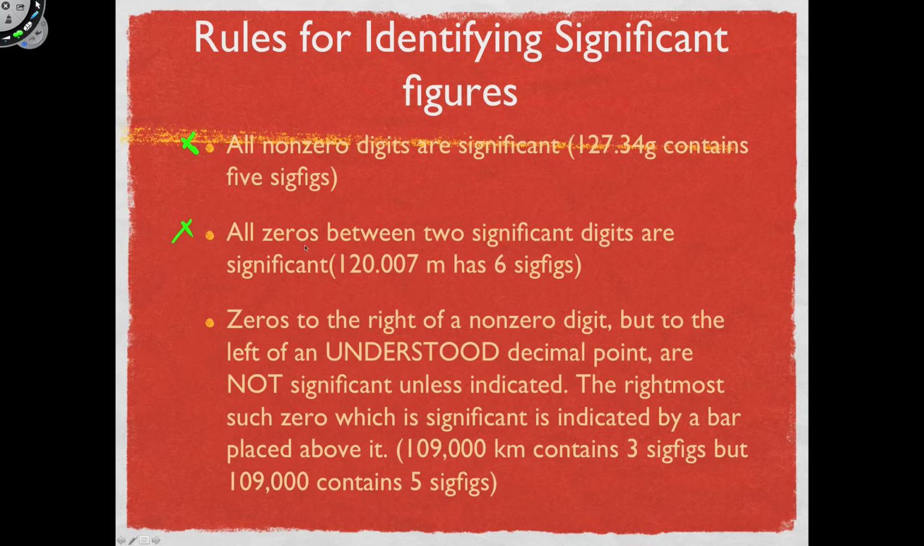The second rule, we start to incorporate zeros. And this is one thing that I like to call the sandwich rule. If you have any zeros in between numbers that are already significant, then those zeros that are in between become significant as well. So we know because of Rule 1 that the 1, the 2, and the 7 are already significant because they're non-zeros. These 3 zeros are sandwiched in between 2 and 7, numbers that are already significant. So because of this sandwich rule, as I like to call it, they become significant. So 1, 2, 3, 4, 5, 6 significant figures in this measurement.